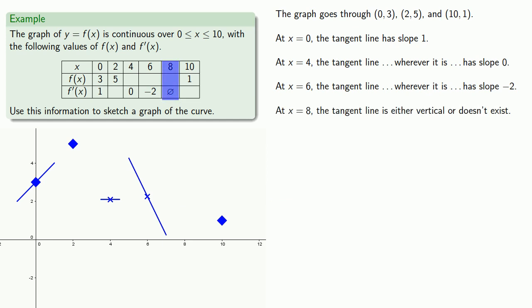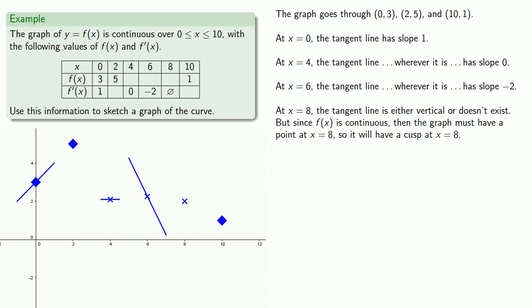And at x equals 8, the tangent line is either vertical or it doesn't exist. But since f of x is continuous, then the graph must have a point at x equals 8, so it will have a cusp at x equals 8. And so one possible graph of the curve might look like this. And we need to adjust the heights of our points so we get something that actually looks like a curve. And it's important to keep in mind that these 3 points are fixed because their locations are given by our function values. The other points can be higher or lower, and we'll adjust them to form something that looks like a continuous curve. And so we might do something like this.